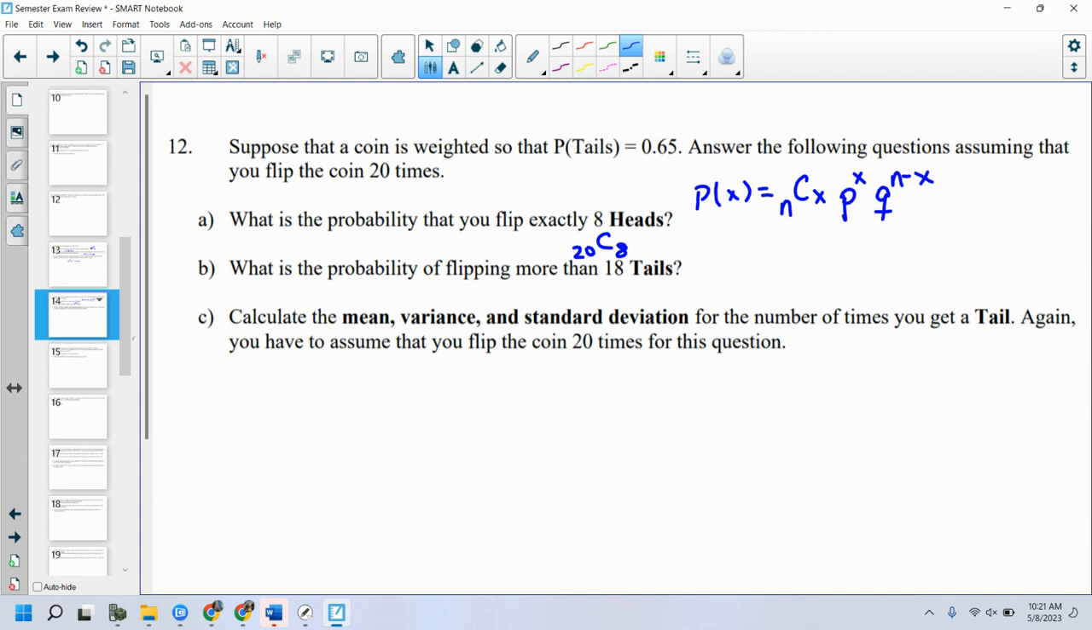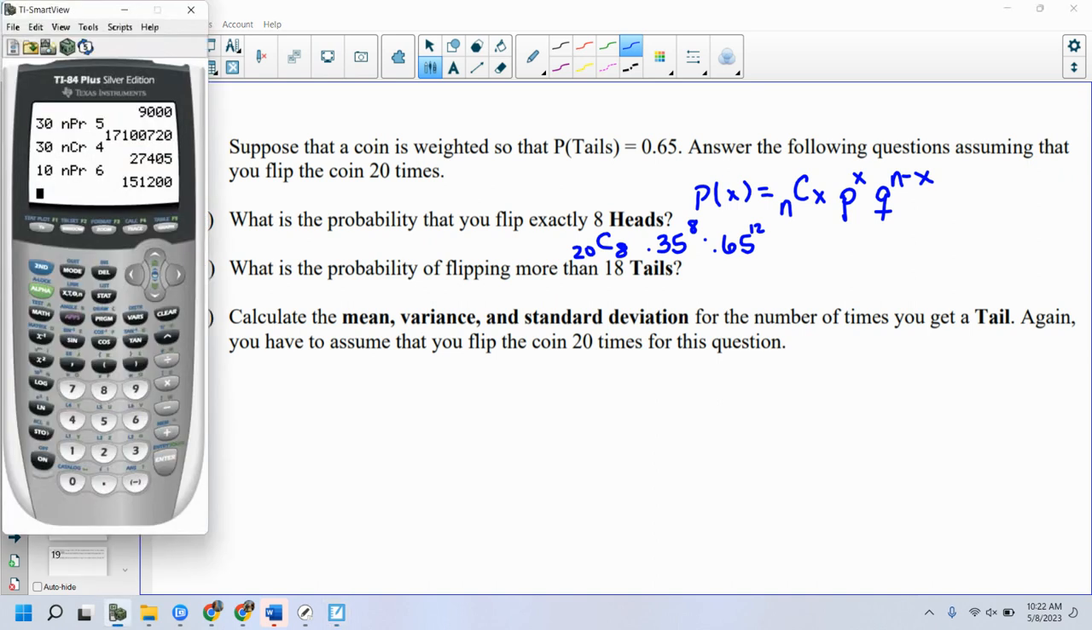What is P in this case? 0.35, because I want the probability of getting exactly 8 heads, right? So the probability of getting a head is 0.35, raised to the X power, which again is 8, times Q, 0.65, to the N minus X. So 20 minus 8 is 12. You follow me there? That's out of these 20 trials. What's the probability that I get exactly 8 heads?